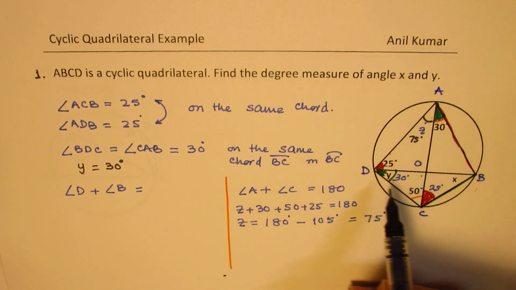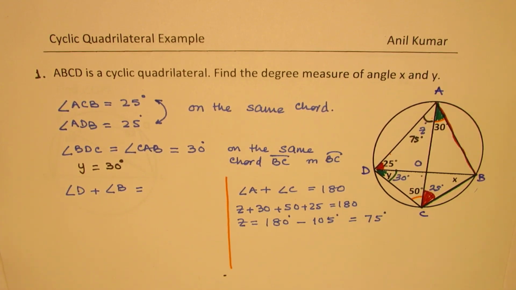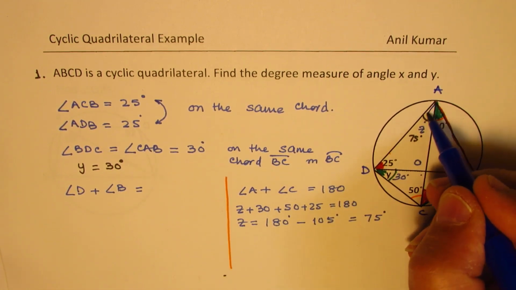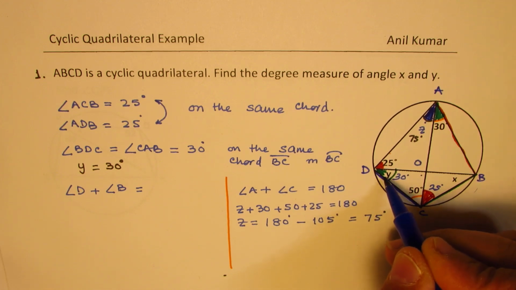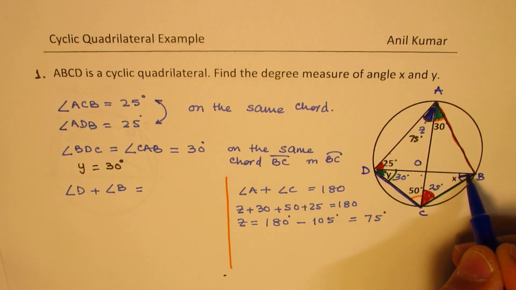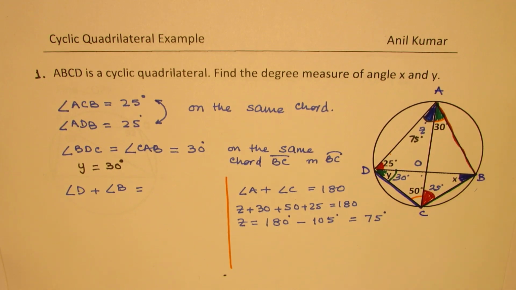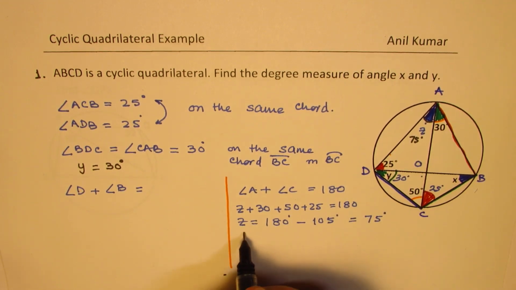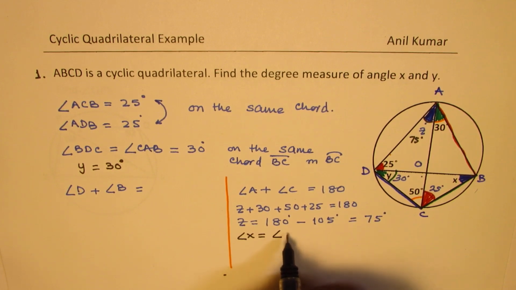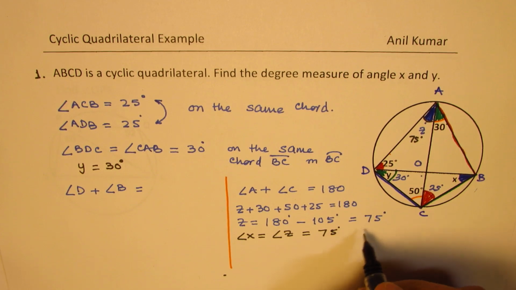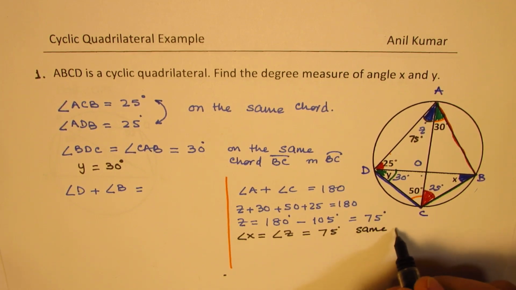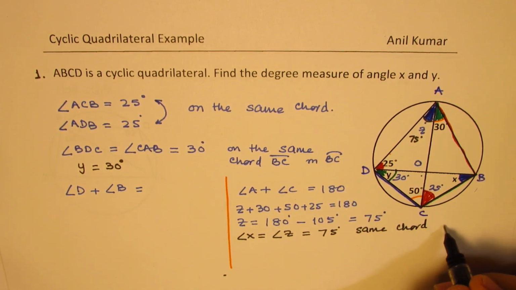Now angle Z is on the arc DC. So angle Z is actually facing the arc DC. And therefore, it should be equal to X. Correct? So we can say that angle X is equal to angle Z, and which is equal to 75 degrees, since both are on same chord. I prefer to write chord. You can say or arc.